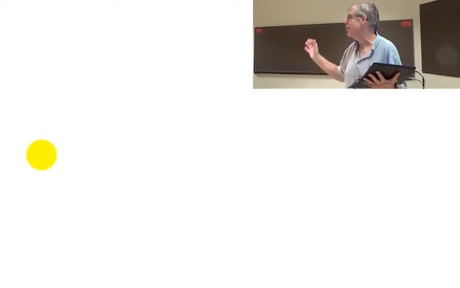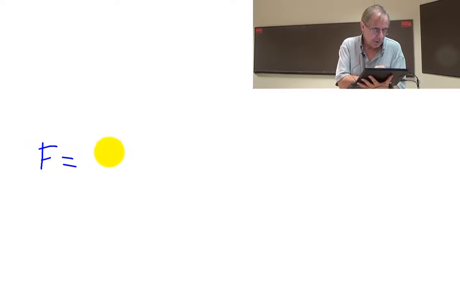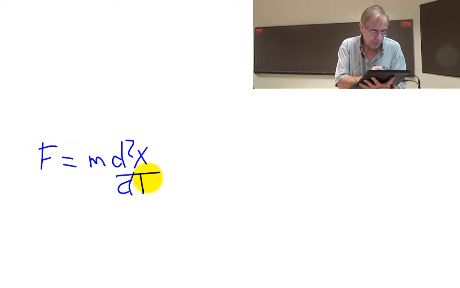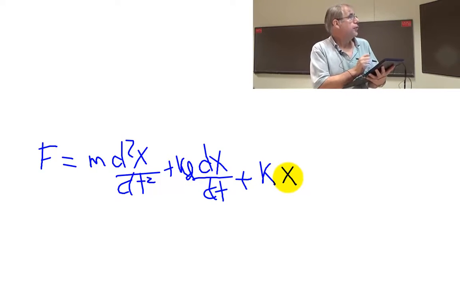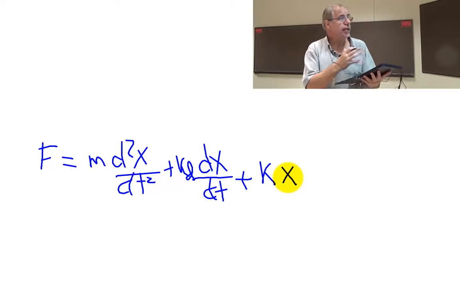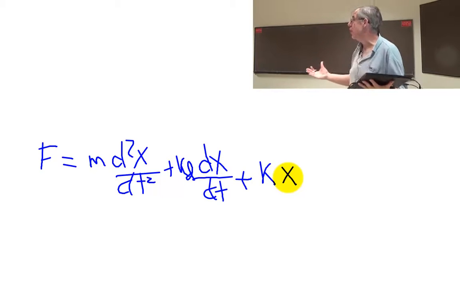Physics. This is physics 1. This is high school physics. Well, except for the differential equation part. A spring. Okay. F equals m d²x/dt² plus the friction term times dx/dt plus the spring constant times x, okay? Such that this is a linear system that's describable by a second order differential equation.